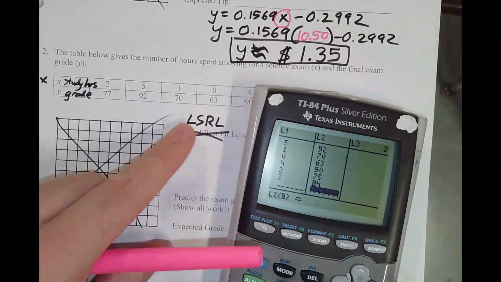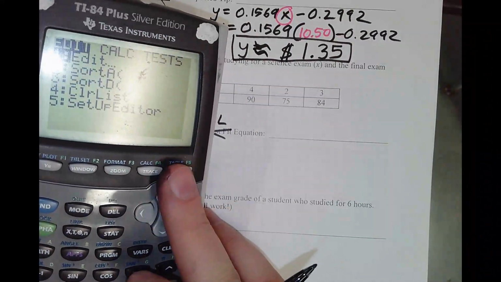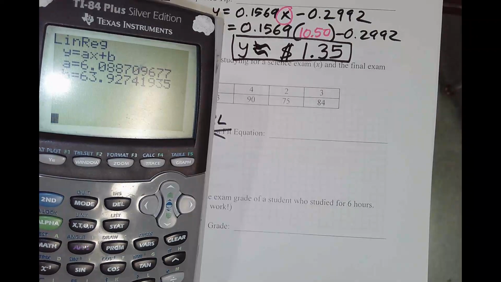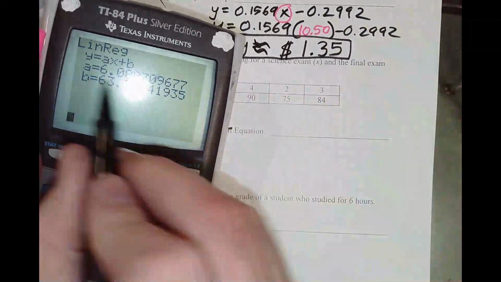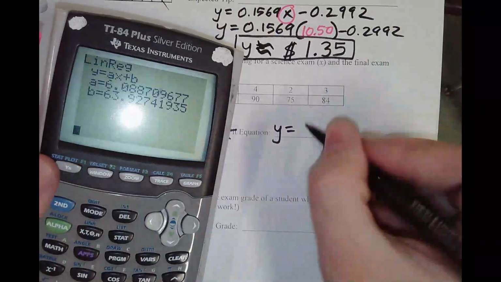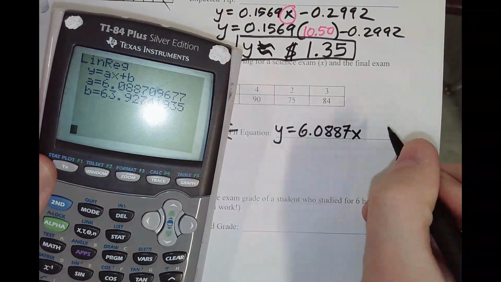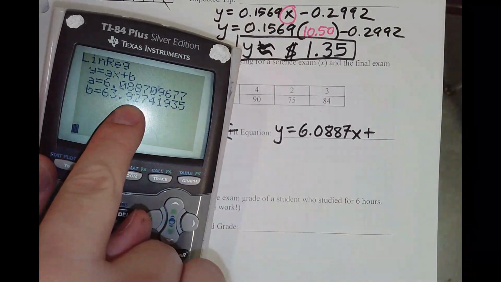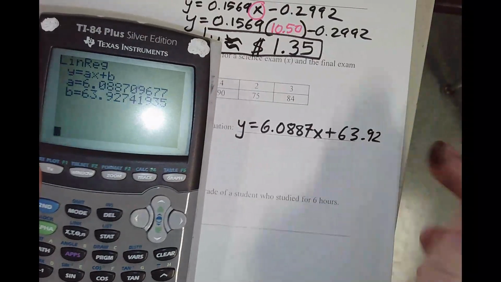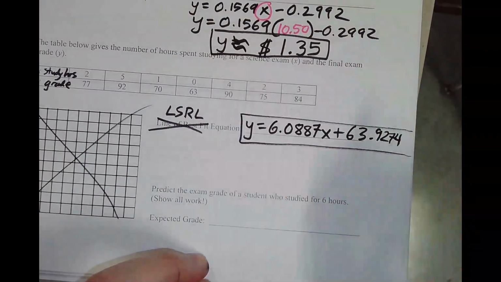Okay. So now pressing the stat button, we're going to come up with the LSRL. Stat, calc, option 4, enter, enter. All right, we got this equation. Did your equation show up the same as mine? y equals, our slope is 6.0887, and our y-intercept, our b, says 63.9274. I'm going to carefully write down these numbers, but that is correct. If you got that, nicely done.